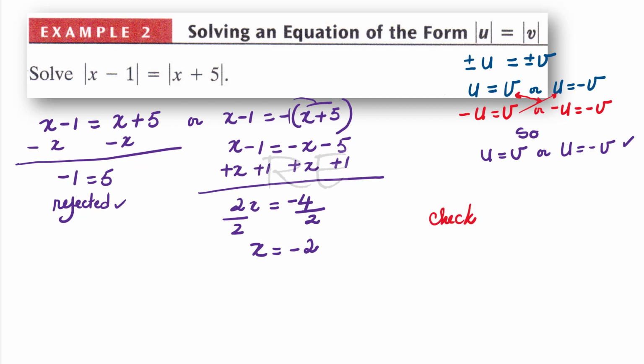So we can check the absolute value of negative 2 minus 1. Is it equal to the absolute value of negative 2 plus 5? The absolute value of negative 3, is it equal to the absolute value of 3? Yes, both of them are 3.